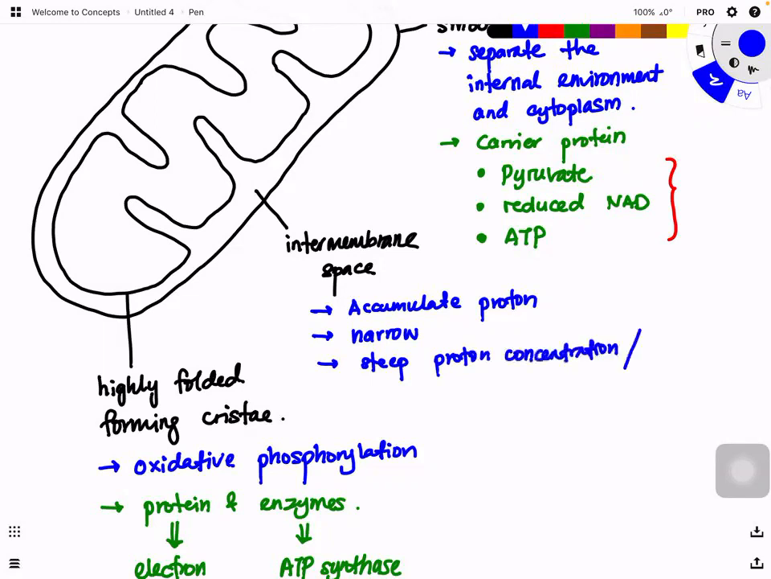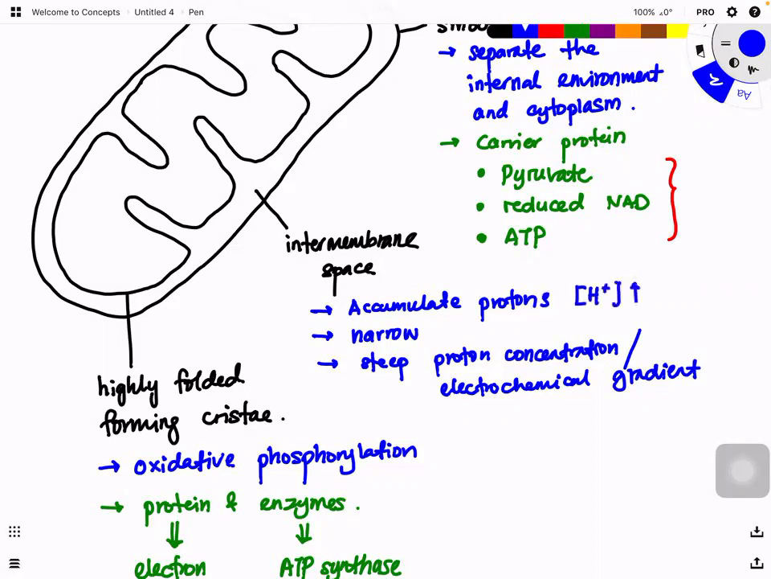Or we can say that a steep electrochemical gradient. Okay, this intermembrane space. So what is the role here? The role here is to accumulate protons, so make the proton concentration very, very high.